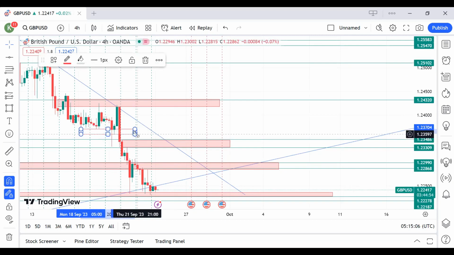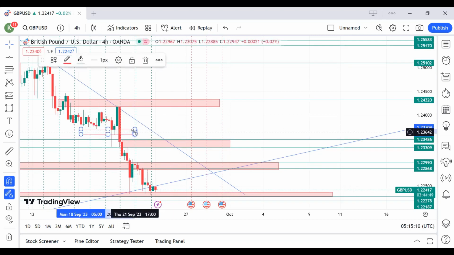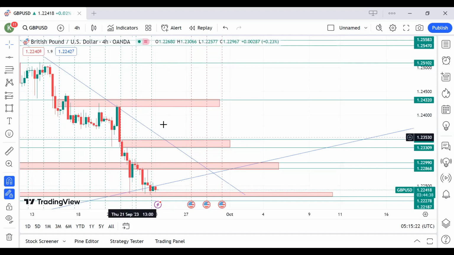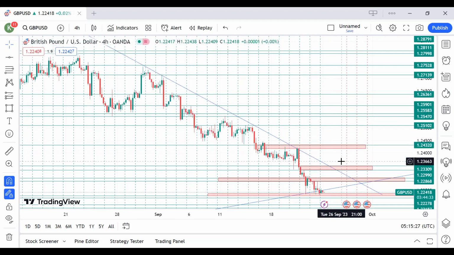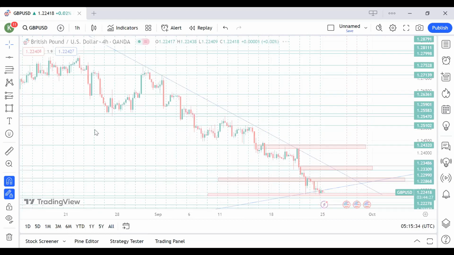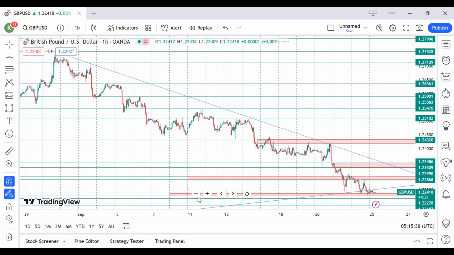You will notice that my BOS throughout my analysis will be of this transparent color, and my OB will be this. So I cannot determine a BOS until I confirm a break, but my OB is always determined from the beginning of the analysis. So I've drawn my OB from the 4-hour time frame. And the next thing I'm going to do now is go straight to the 1-hour time frame. When I get to the 1-hour time frame, I'm going to look at the trend again to see if we are maintaining the downtrend.